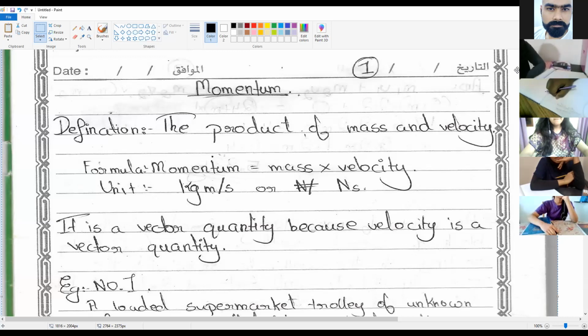It's an impulse. The change in momentum is impulse, and impulse is force into time. That is why it is Newton second. Now let me just see this over here. Okay, fine then, Newton second.